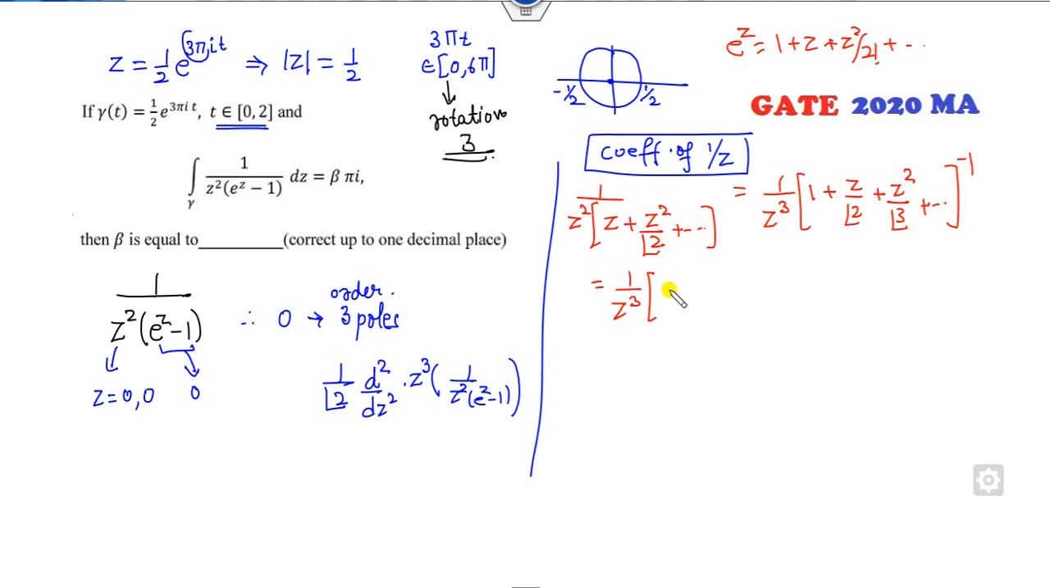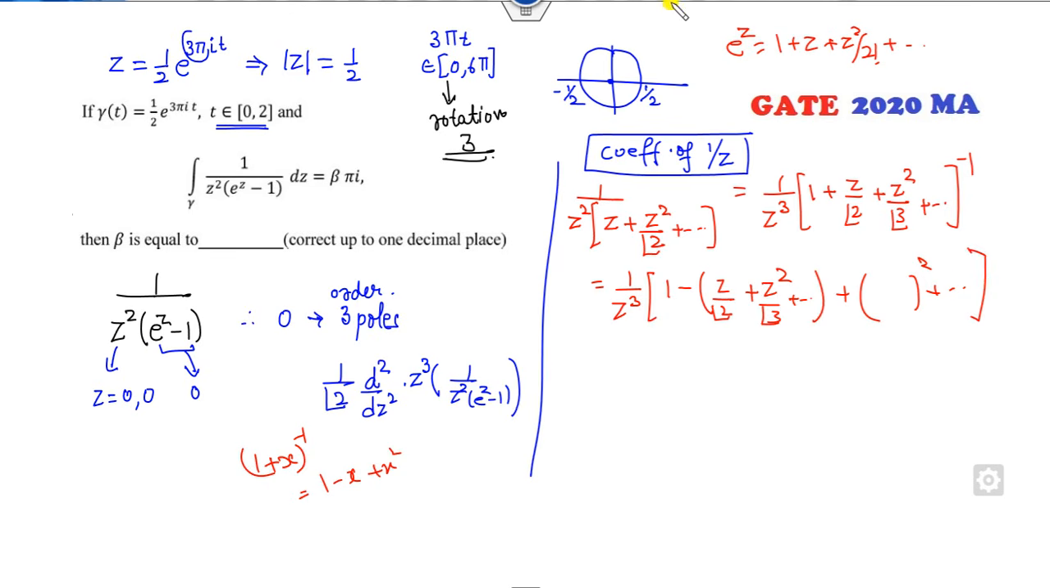Now I can open this. What is the series of 1 plus x raised to minus 1? 1 minus x plus x square and so on. So 1 minus z over 2 factorial, z square over 3 factorial, whole square, and so on. Now what is the coefficient of 1 over z? Because it's 1 over z raised to power cube, so I need a coefficient of z raised to power 4. So what is the coefficient? There is a term of z raised to power 4. The coefficient will be 2, 3, 4 and 5 factorial.